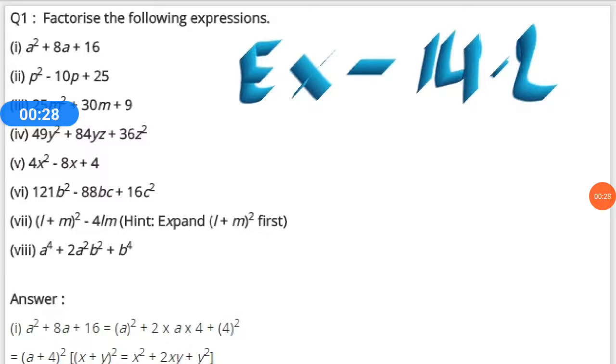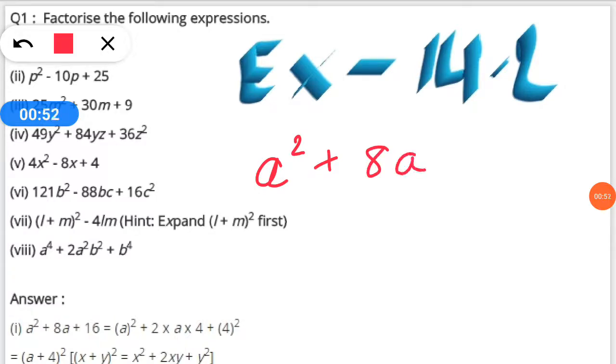What does the first question say? Factorize the following expressions. The expression is a square plus 8a plus 16. So we have to factorize. The equation we have is a square plus 8a plus 16. Okay. So what you have to do is use the splitting middle term method.